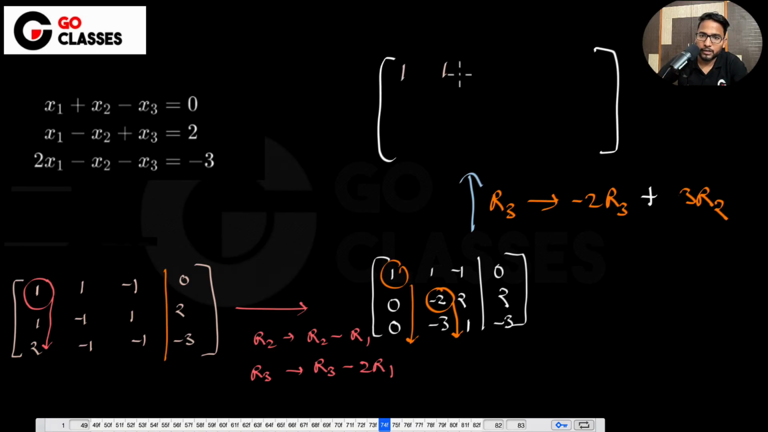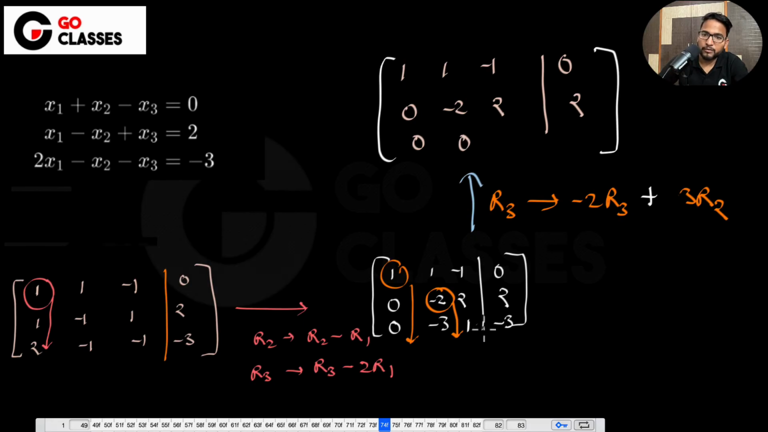It is 1, 1, minus 1, and then 0. And then this is already 0, minus 2. This is 2. This is 2. And then let's just see what you will be getting here. So it is already 0. Then you are replacing R3. So that's why this is 0.